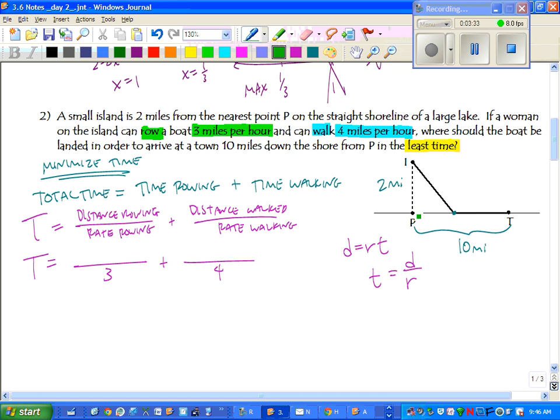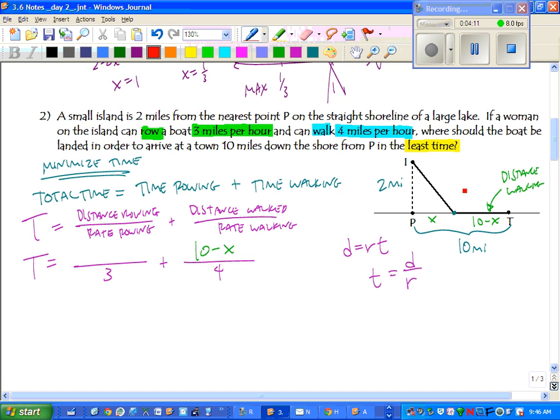We know that this distance right here from P to this point is going to be x. We're going to set that as our x, which means the distance that she's going to end up walking is going to be 10 minus x, because this whole length is 10. Subtracting that amount, we get 10 minus x. So the distance walking is 10 minus x, and we can go ahead and put that on top of the 4.